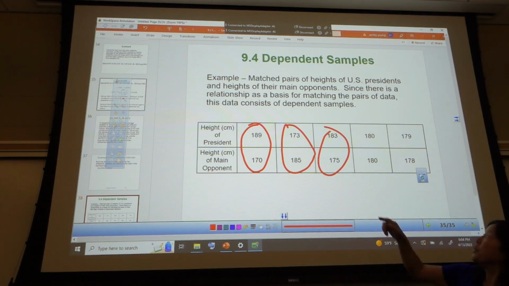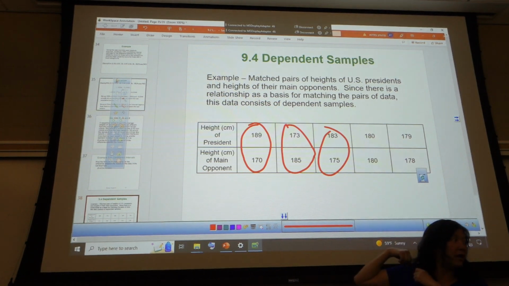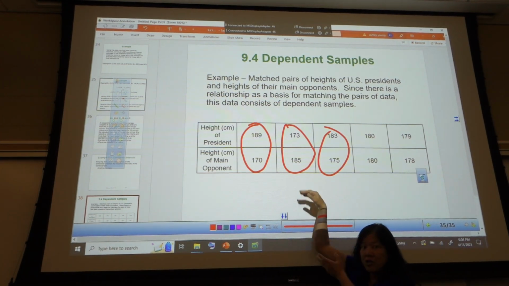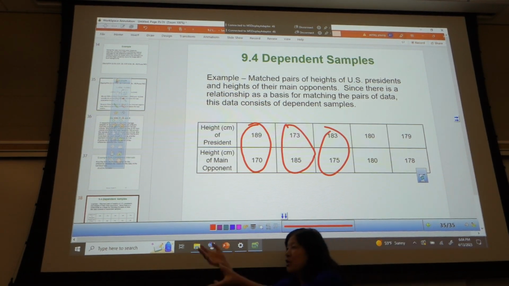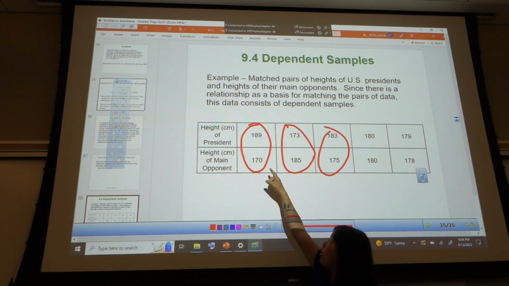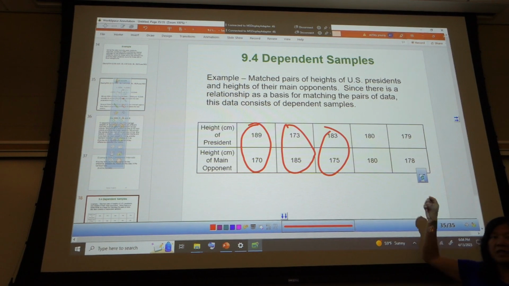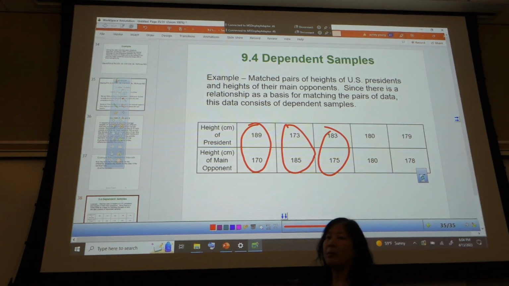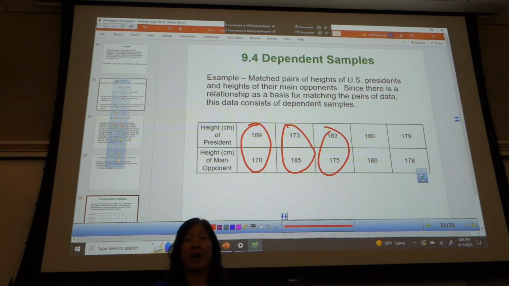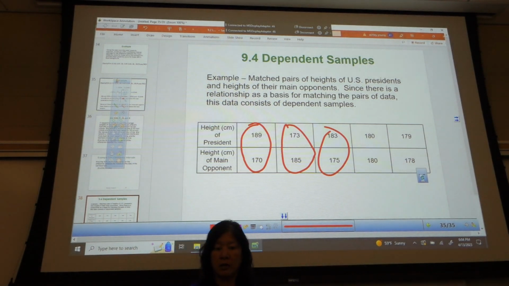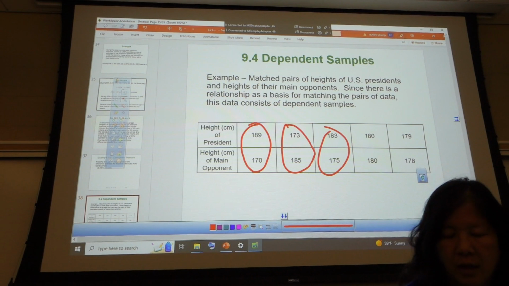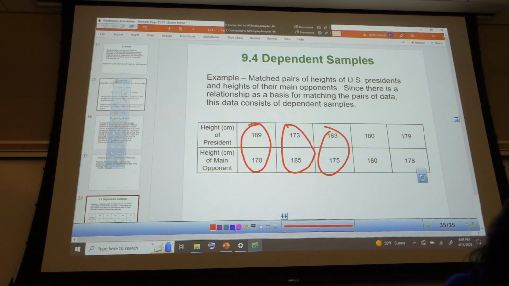How do you know? They're matched up. Do you see that? They're matched up together. They're not just a bunch of numbers and a bunch of numbers. They're all matched up with their partner. When you see that, right away, you should be saying, oh, that's a two-sample dependent. I need to subtract them and work on their differences.